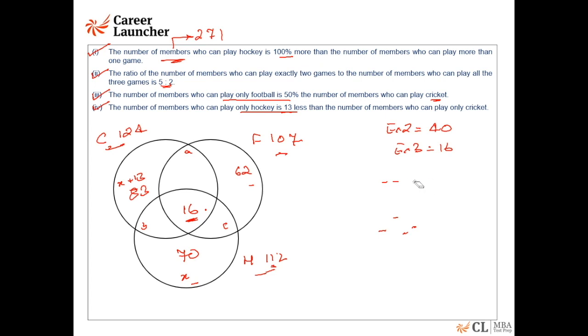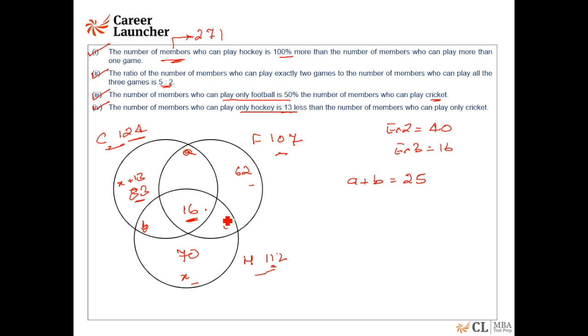Okay. So I can say exactly 2 is 40. That means A plus B plus C is equal to 40. Now, what is A plus B going to be? Out of 124, 16 and 83 go here. 83 plus 16 is 99. That means A plus B should be equal to 25. 124 minus 99 is 25.